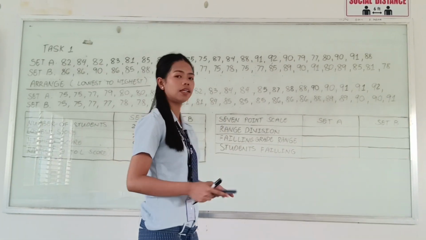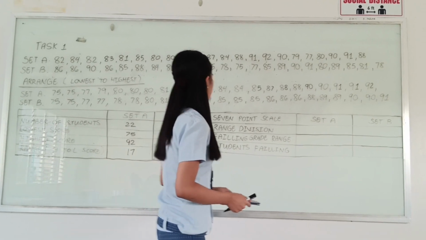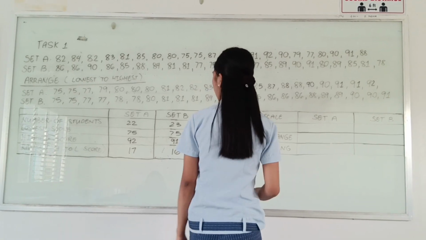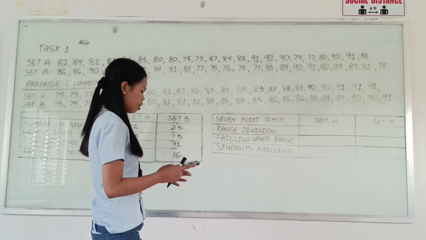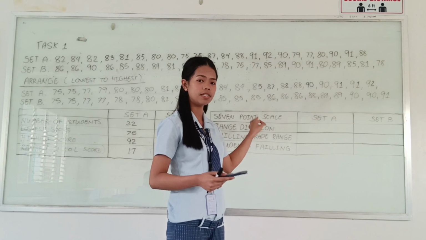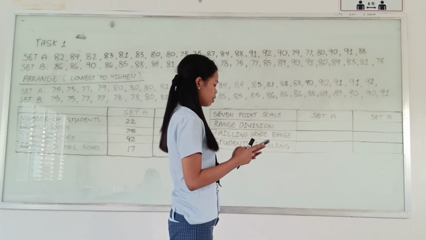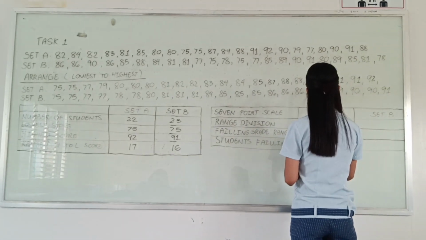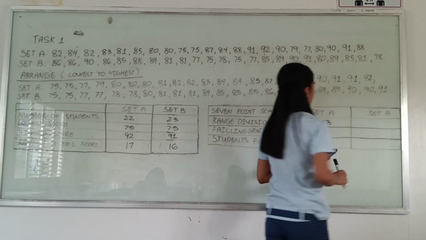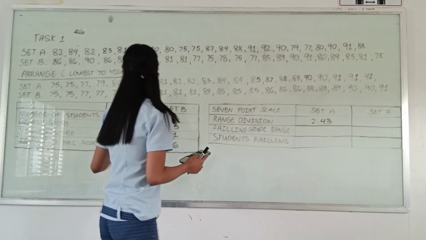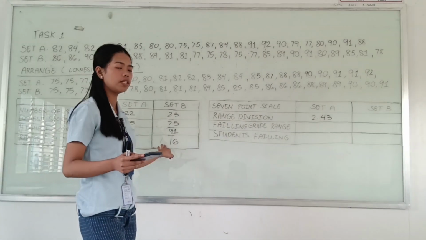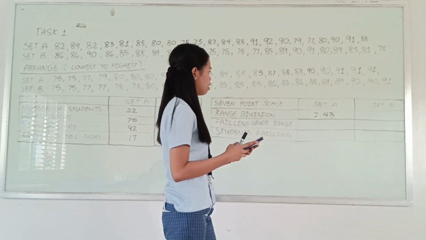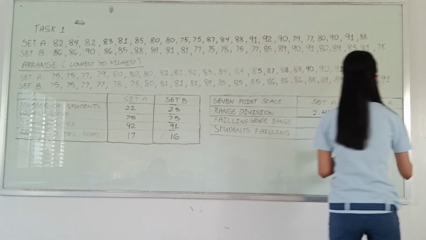Now we're going to calculate the 7-point scale. In set A, we're going to get the range division. Since our range from set A is 17, we divide it by the 7-point scale, which is 7. So 17 divided by 7 is equal to 2.43. In set B also, our range is 16, then we divide it by 7, which is 2.28.